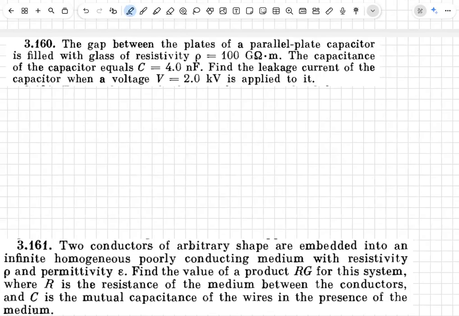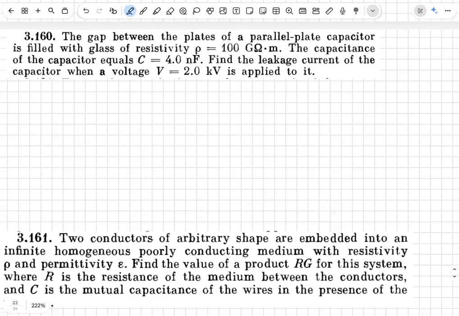Giga is 10 power 6, peta is 10 power 15. So therefore, resistivity is 100 into 10 power 9 ohm meter. On practical grounds, it is an insulator. The capacitance of the capacitor is equal to 4 nanofarad.